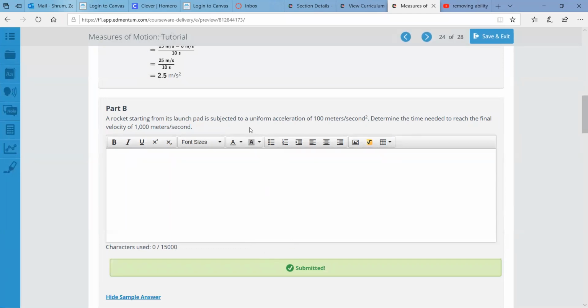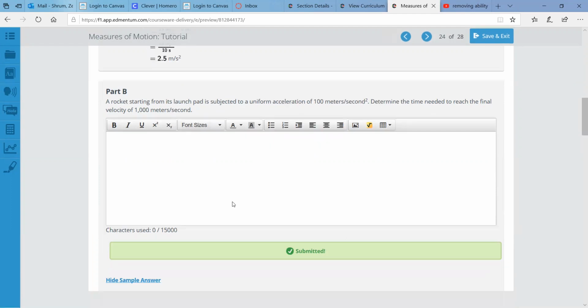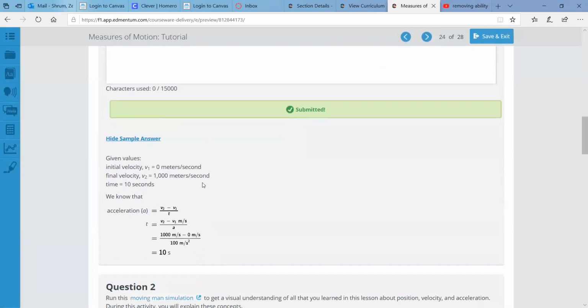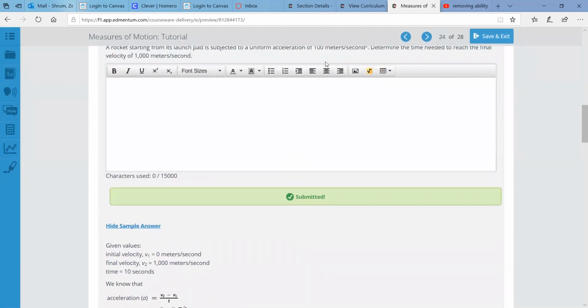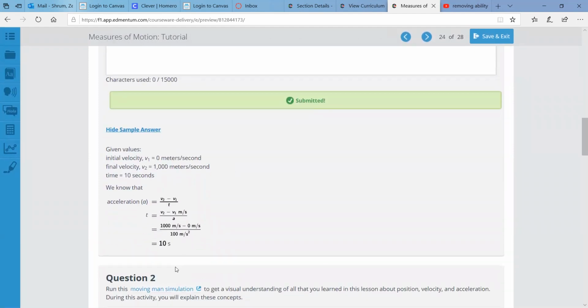A rocket launched is subjected to a uniform acceleration of 100 meters per second squared. Determine the time needed to reach the final velocity of 1,000 meters per second. So, given this equation, plug in what you know. If you're looking for t, get t by itself. Then just plug in your final velocity of 1,000 minus the initial 0, all over the acceleration that we're given, which is 100 meters per second squared. And then you get time equals 10 seconds.